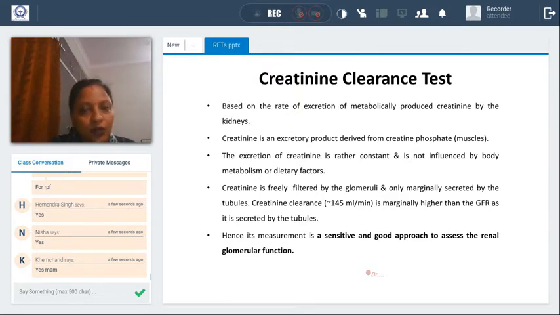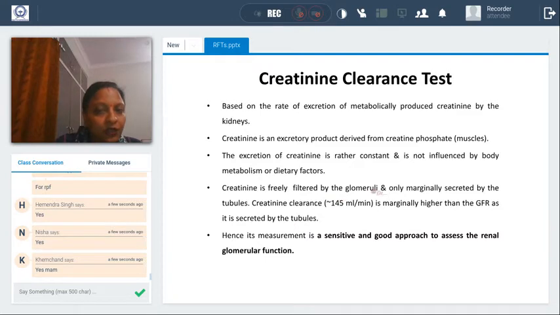Creatinine is freely filtered by glomeruli and only marginally secreted by the tubules. It is important. So creatinine clearance, almost 145 ml per minute, is marginally higher than GFR as it is secreted by the tubules. This is the important point to understand.